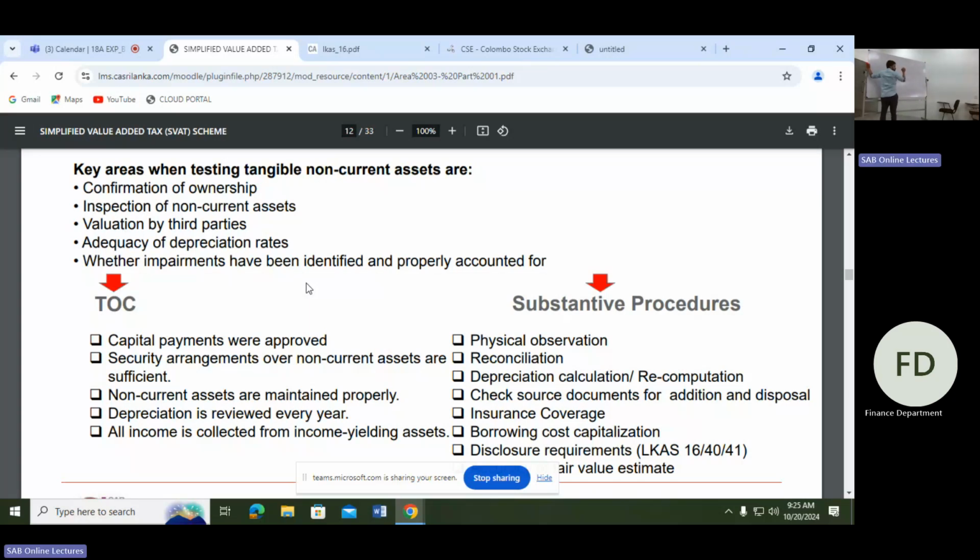The audit approach can be divided into two: reliable control approach and not reliable control approach. Right? In the reliable control approach, we have tests of controls plus substantive procedures. Here we have only substantive procedures.